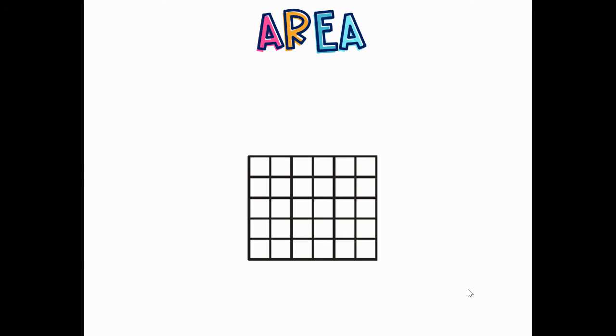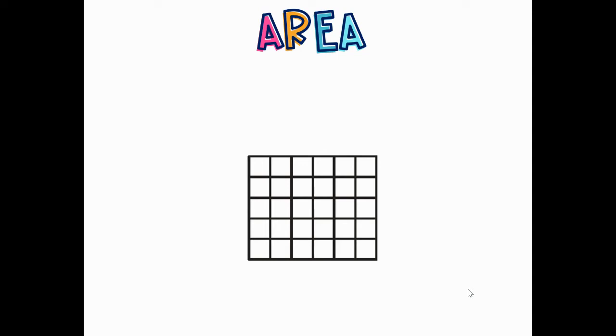Let's find the area of this figure. I'm noticing that there are a lot of squares to count. I can do that, it's no problem. But there's also that trick that I was telling you about in our target today. So we can multiply the side lengths to help us find the area.